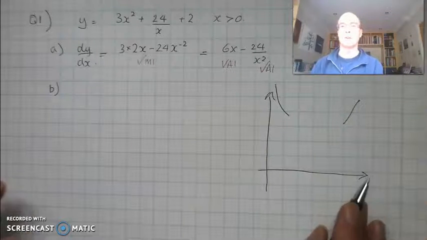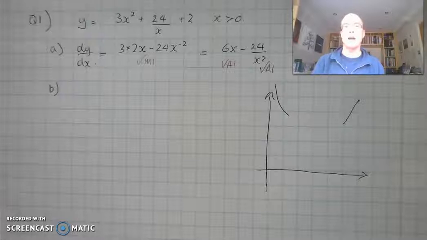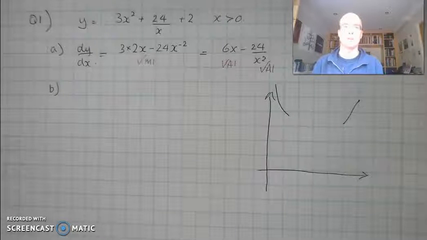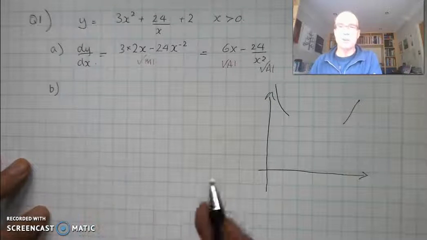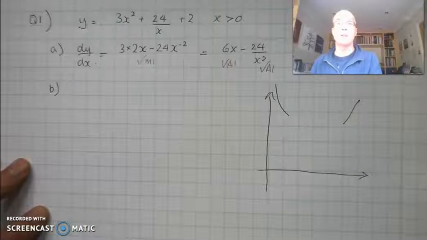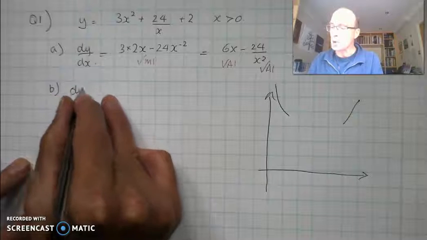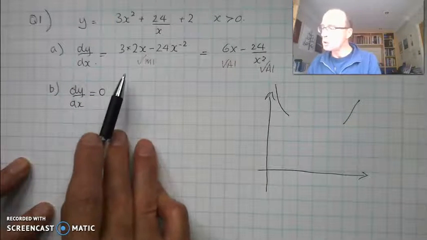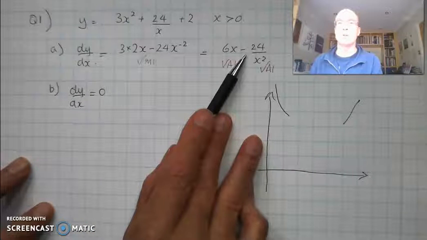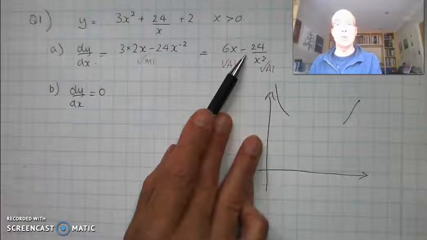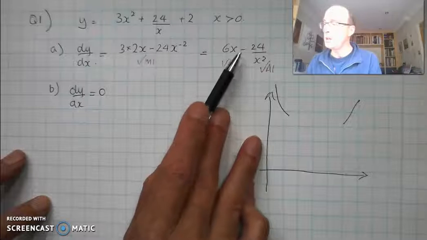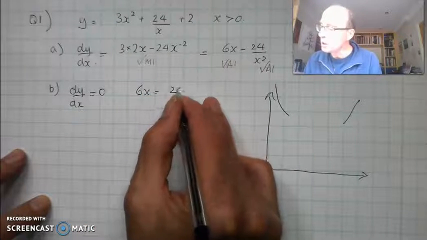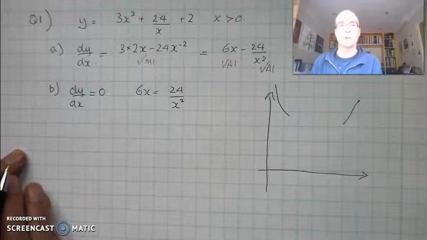But I know it's asymptotic at x equals 0, and I know it shoots off to infinity as x does. What we need to do now is think about the points where the gradient of that graph is equal to 0. To work out where it's increasing, let's look at where it's neither increasing nor decreasing, and that's when dy by dx equals 0. Putting my dy by dx expression equal to 0 gets me a method mark. There are actually only 2 marks available for this part, and I've just picked one up already by putting 6x equal to 24 over x squared.